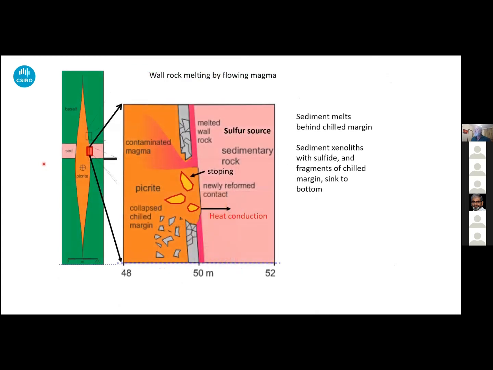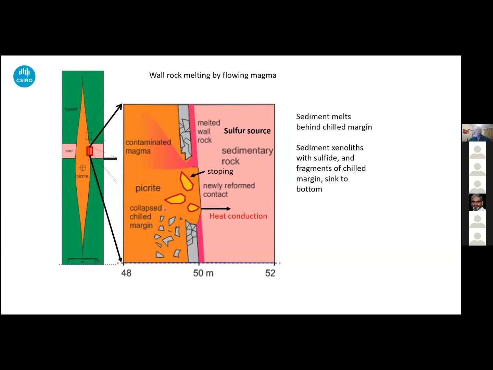So that's what we think gives us these kinds of geometries. Jim did some modeling on this and looked at what's likely to be happening at the margins of one of these things. His idea was that the dike chills against the country rock and forms a thin chill zone, but that chill zone is so thin that the sedimentary rock behind it partially melts, becomes very weak, so that parts of the wall spall off and fall down to the bottom of the dike.